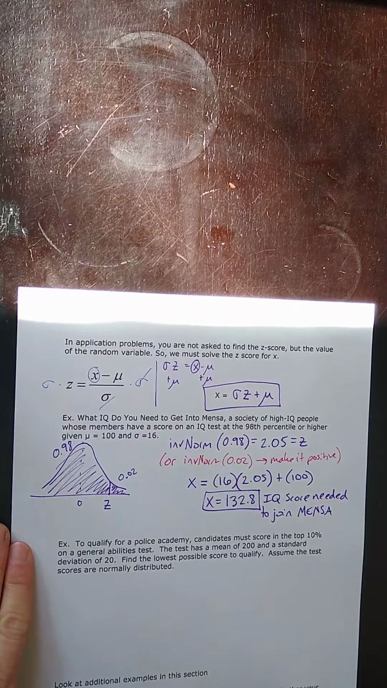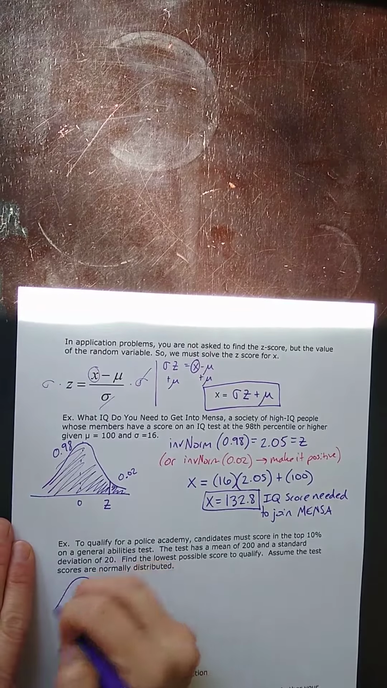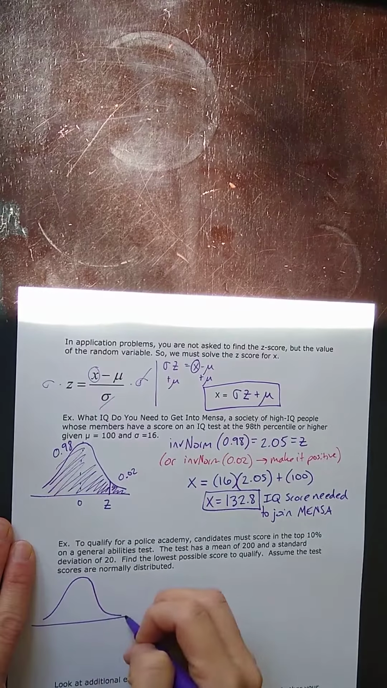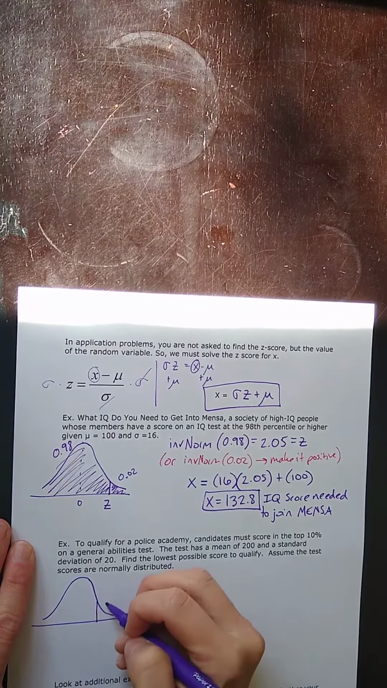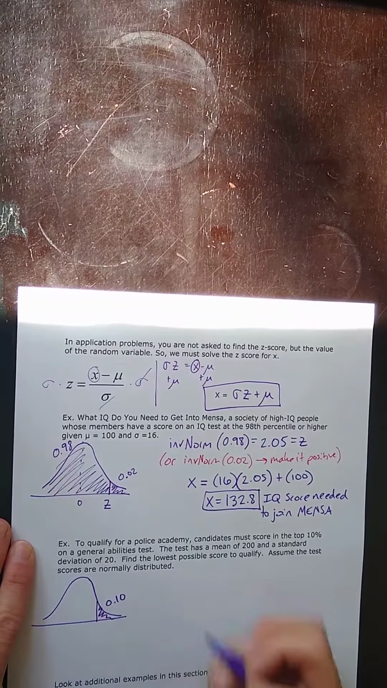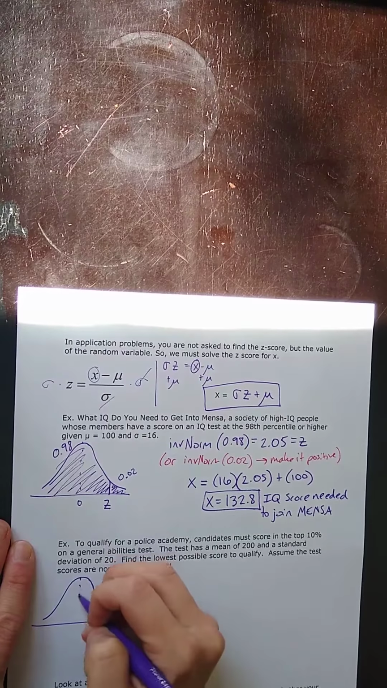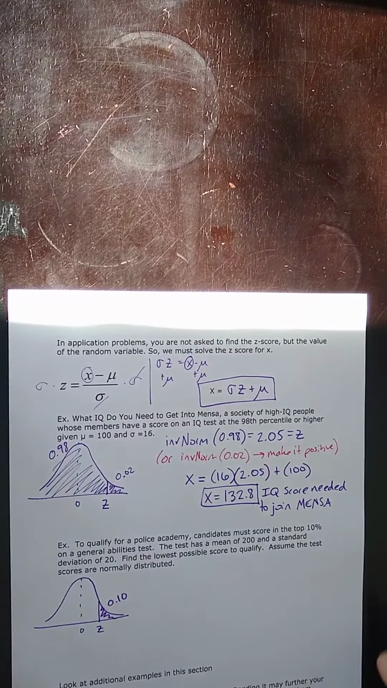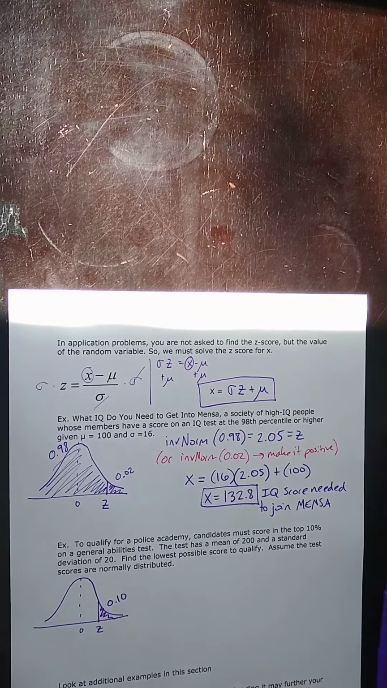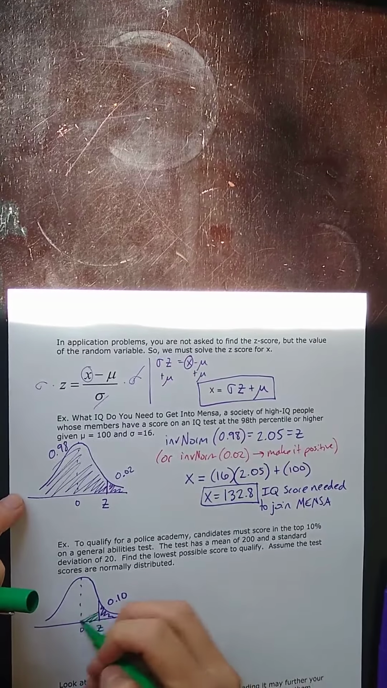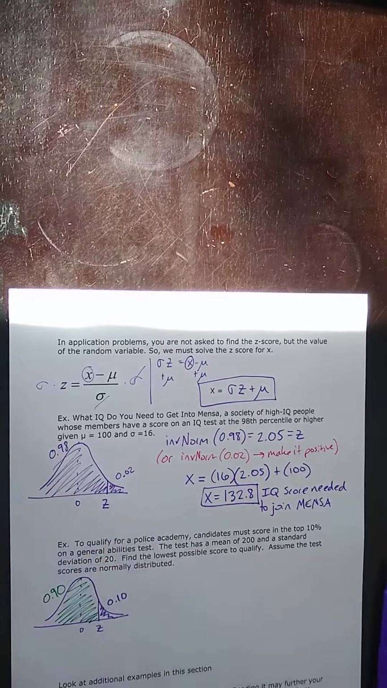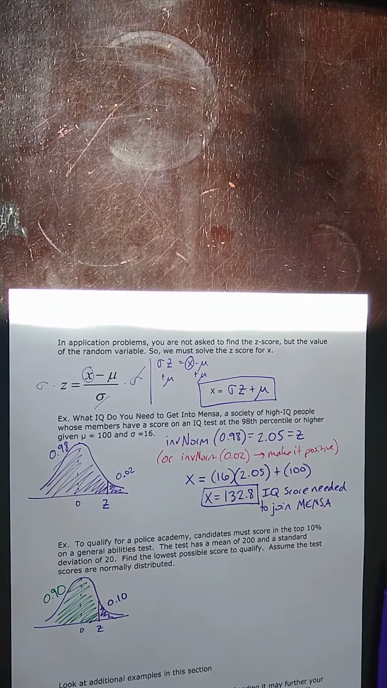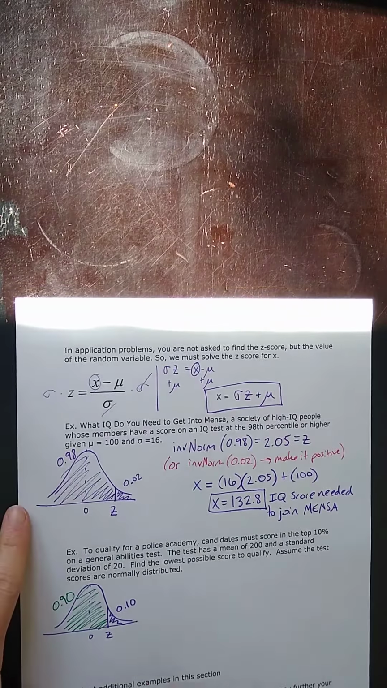So in this one, to qualify for a police academy, candidates must score in the top 10% on a general abilities test. So now instead of referring to the percentile, where you have the amount below you, they're referring to 10% above you. Again, if you wanted, I don't really care which part of these is shaded, but this would then refer to the 90% of people that performed below you, because you were the top 10%. So we want to find this z.